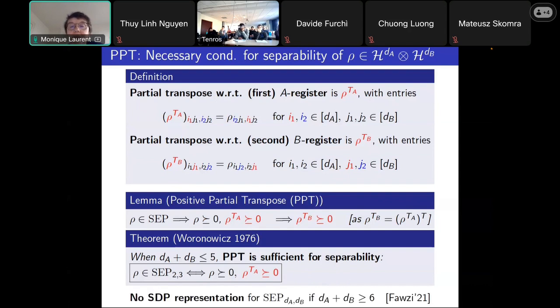But this nice thing stops immediately because Hamza Fawzi has shown that if the sum of the dimensions is at least 6, then the set SEP does not admit a semidefinite representation. So you could imagine that there will be stronger relaxations than just asking this positive semidefinite condition, but none of them is ever going to define exactly the SEP set in general.